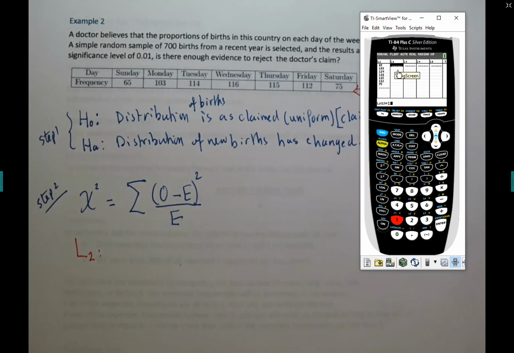So it's very easy when he says uniform, guys. You just take the total number and divide it by the number of categories, and you will get your expected values. He didn't give you percents here.